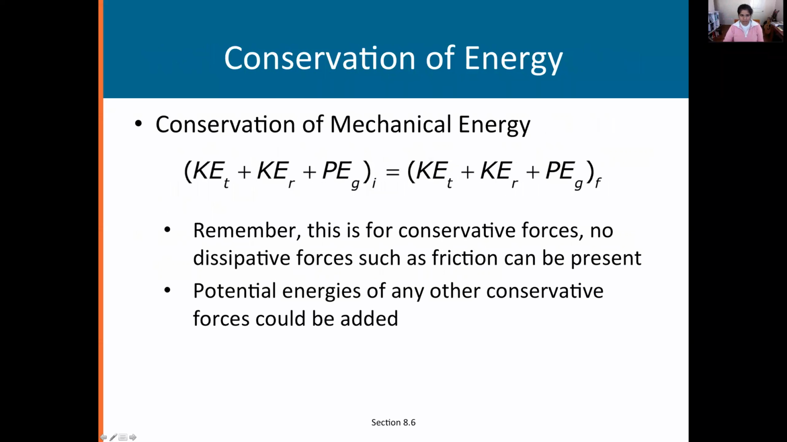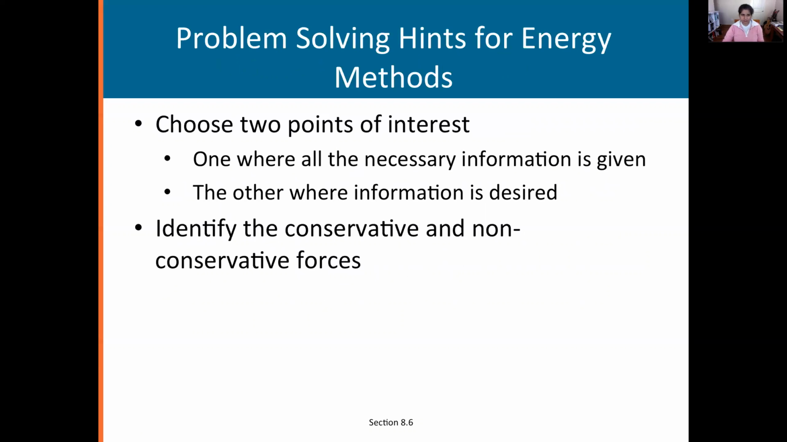If you don't have any non-conservative forces, then your change in energy will be 0. That means your total initial energy equals your total final energy. What are the parts of your total initial energy? There may be kinetic, there may be potential due to gravity, there may be potential due to spring. In this case, we're not considering a spring, so we didn't write that in here. But if there was, you would add that too. So you need to know conservative and non-conservative forces very well.